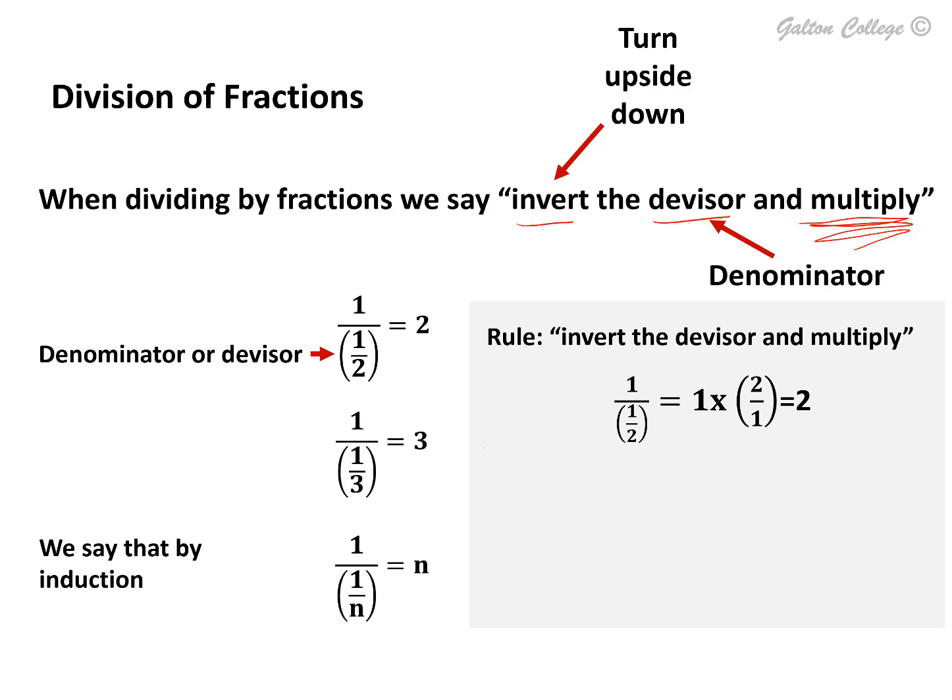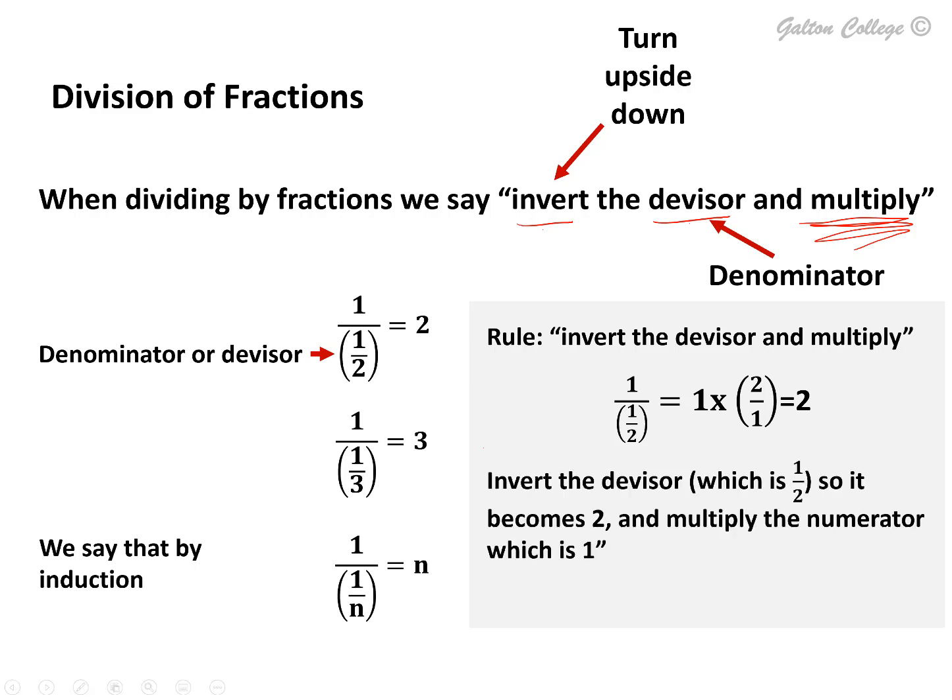1 divided by a half is equal to 1 multiplied by 2 over 1. The 2 over 1 is when we invert a half. Invert the half, turn it upside down, and multiply. And we get 2. Invert the divisor, which is a half, so it becomes 2, and multiply by the numerator, which is 1. 1 divided by a half is 2.